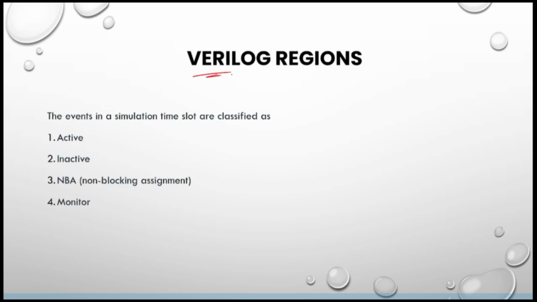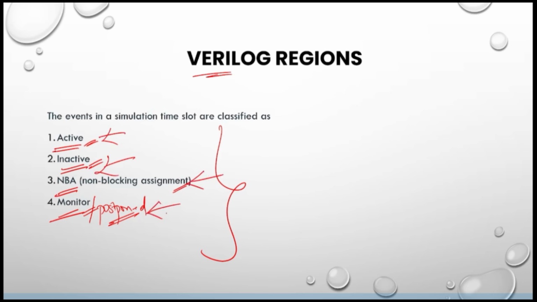Basically, Verilog has four regions. What are those? Active, inactive, non-blocking, and postponed or monitored region. Mostly we call it the postponed region. Okay, so active region, inactive region, non-blocking assignment, monitor. So whatever code you write in your RTL and in your testbench, mostly in Verilog, every part of your code will be executed only in these four regions. Either it may be activated in the active region or inactive region or non-blocking assignment or postponed region.